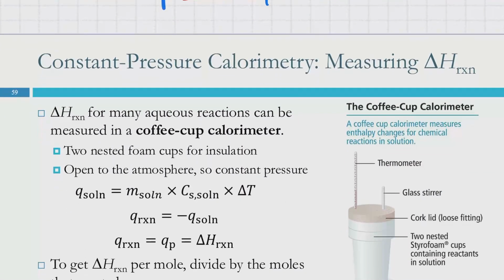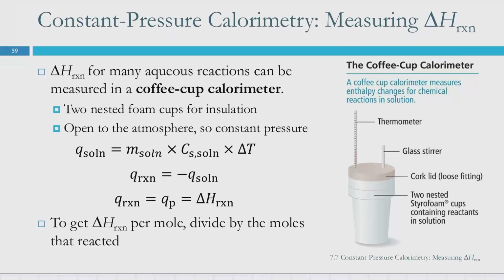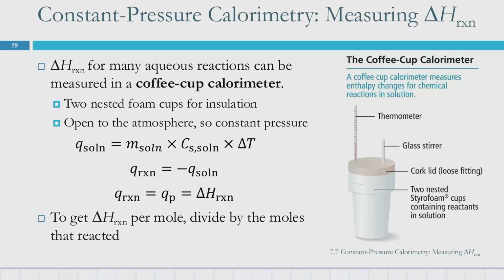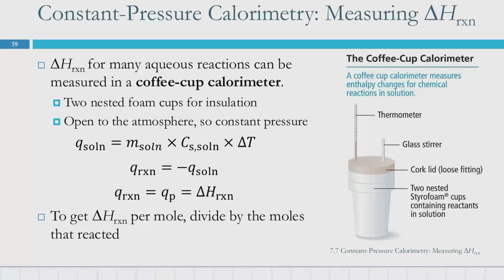We did calorimetry. We've done calorimetry. Now we're finally talking about it. So delta H of the reaction for many aqueous reactions can be measured in a coffee cup calorimeter. We've done this. Typically you take either 1 or 2 nested foam cups for insulation. The styrofoam cups are very good at insulating, part of the reason that they've been used for coffee cups for a long time. They're also really bad for the environment, which is why we recycle them semester to semester.